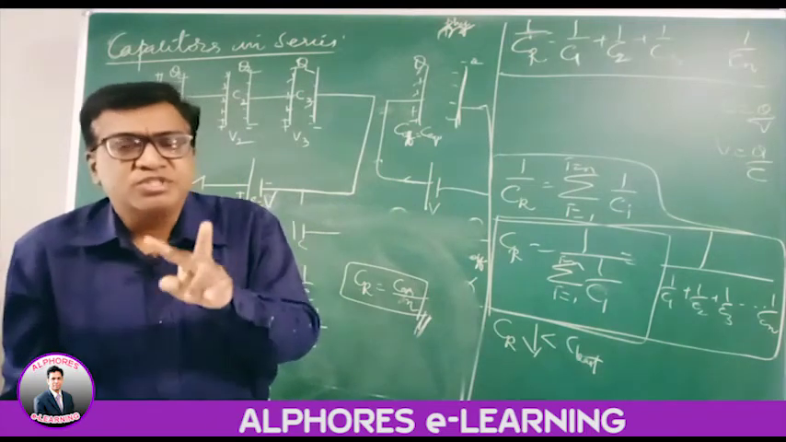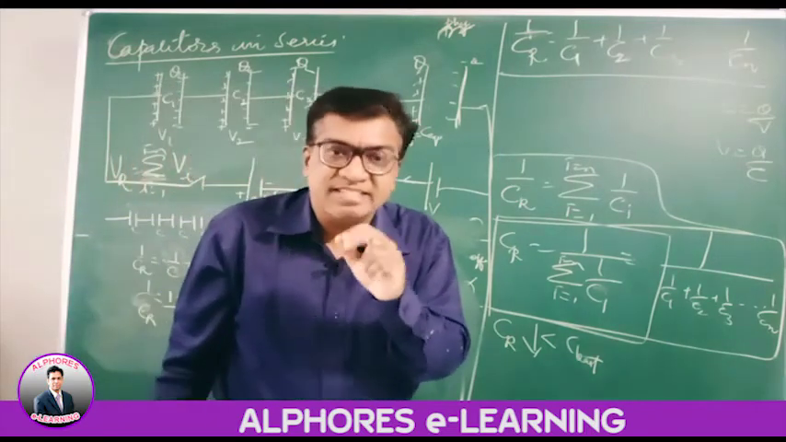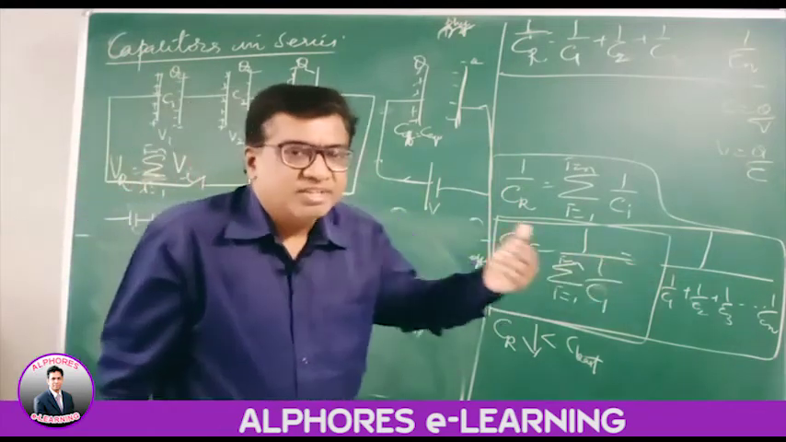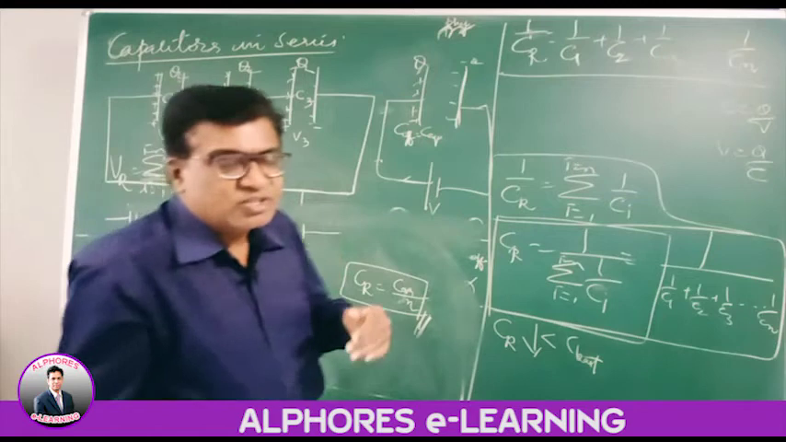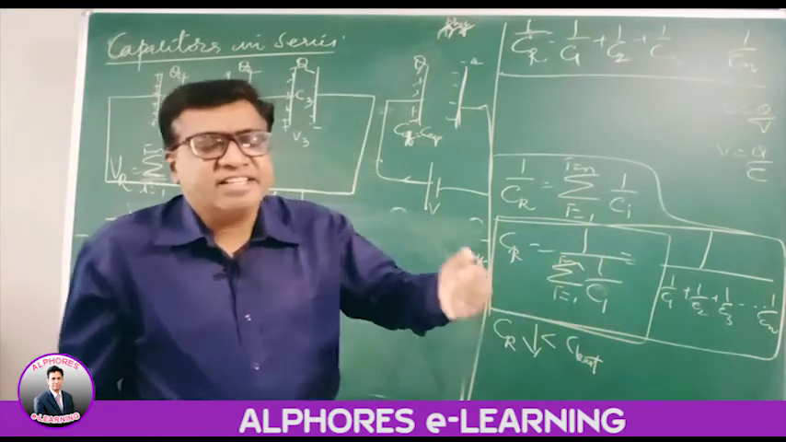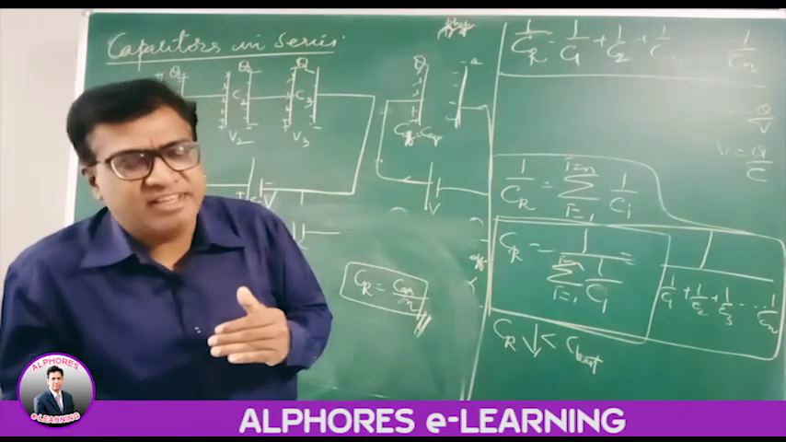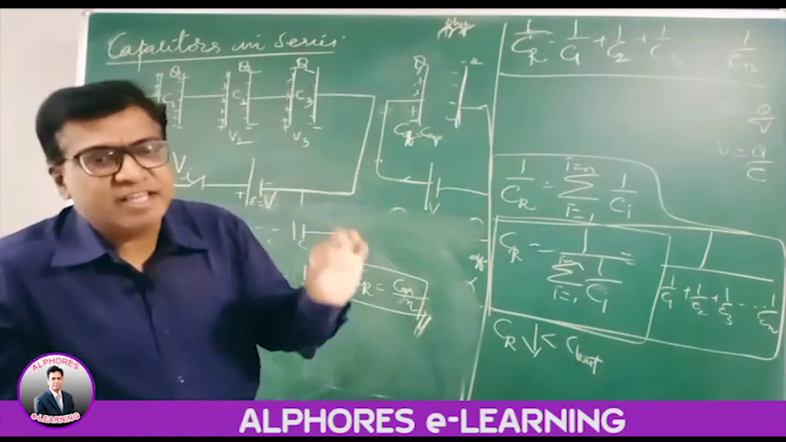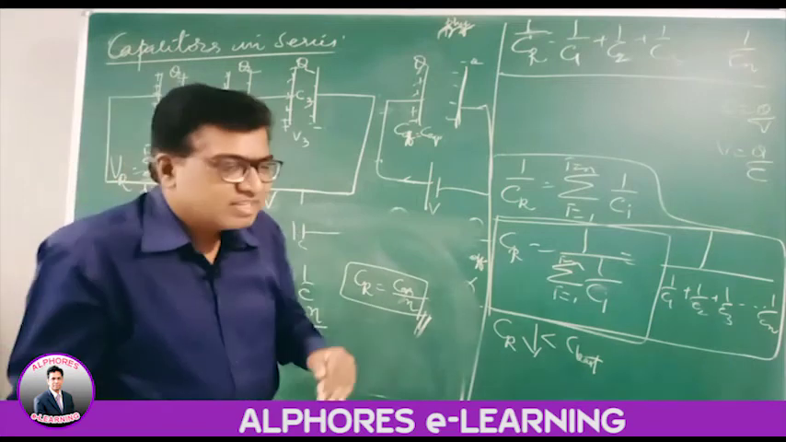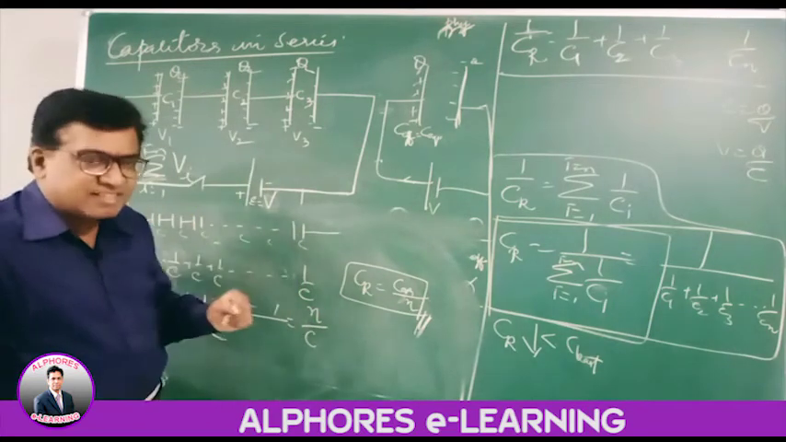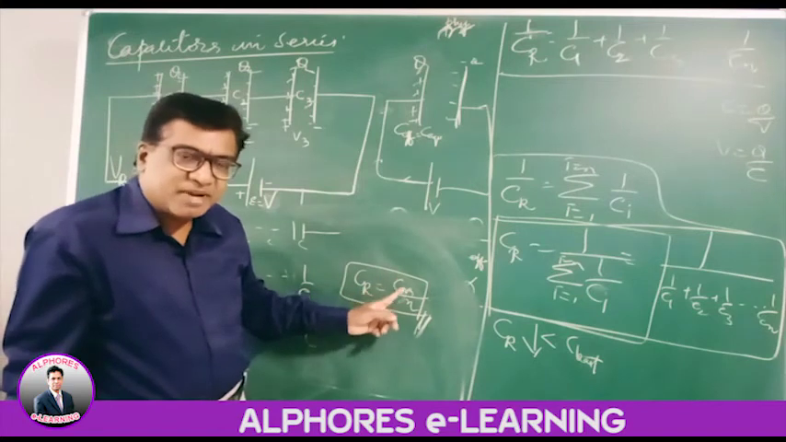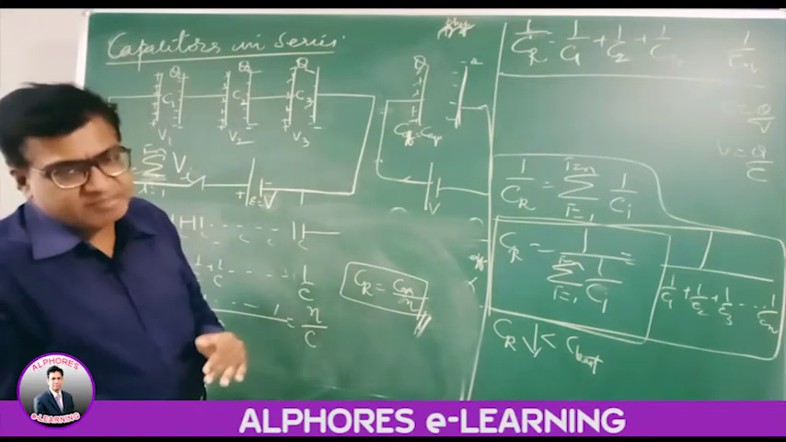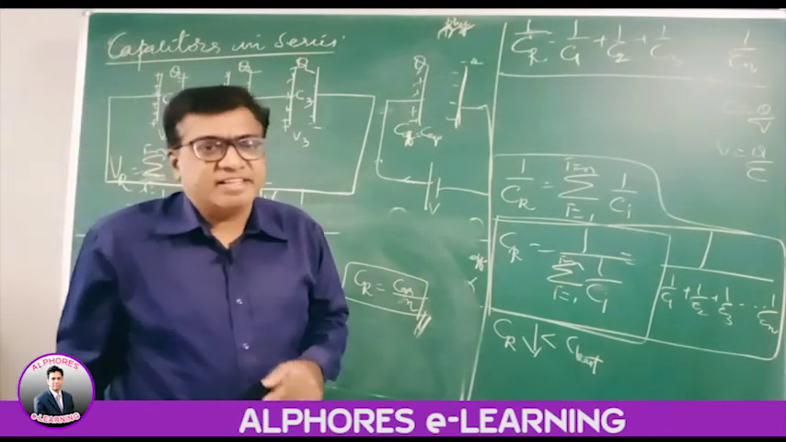If I use 2 capacitors of 100 microfarads in series, the effective is only 50. So if you want to have a lesser value, then combine the capacitors in series. In series combination, the capacity decreases. When n identical capacitors are connected in series, the resultant capacity is C by n. It is reduced n times. So this way we will find the capacity in series combination.